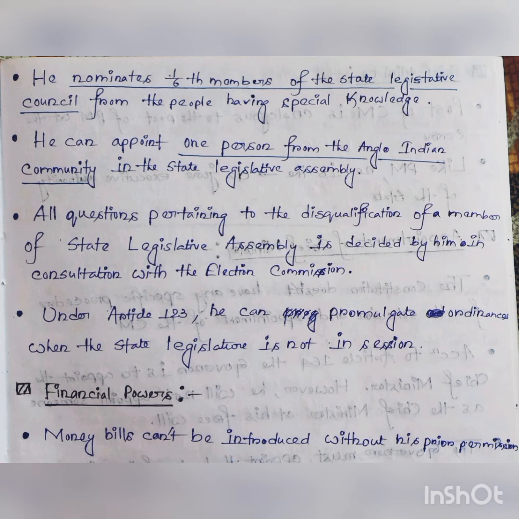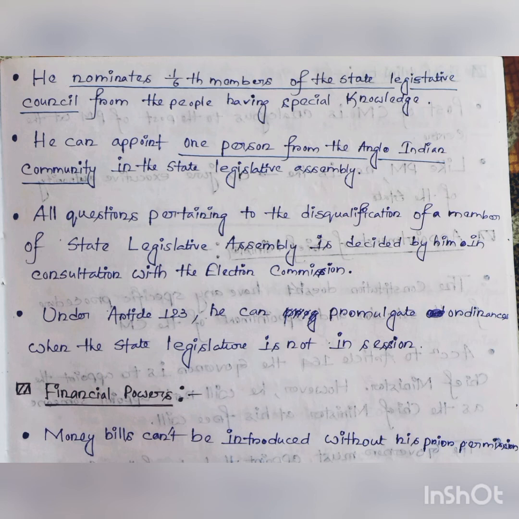Next point, all questions pertaining to the disqualification of a member of the state legislative assembly are decided by him in consultation with the Election Commission. Next point, he can promulgate an ordinance when the state legislature is not in session. In the case of the President it is Article 123, and in the case of the Governor, Article 213.